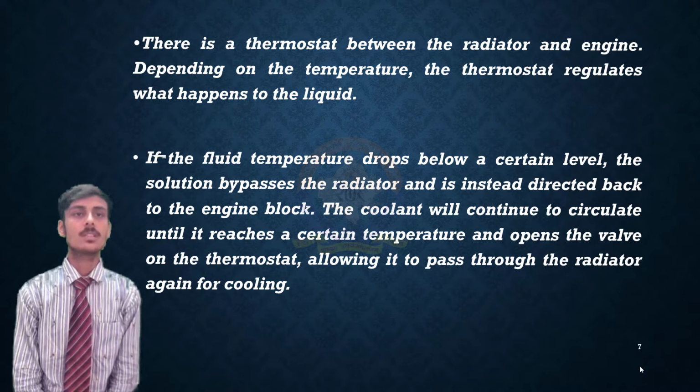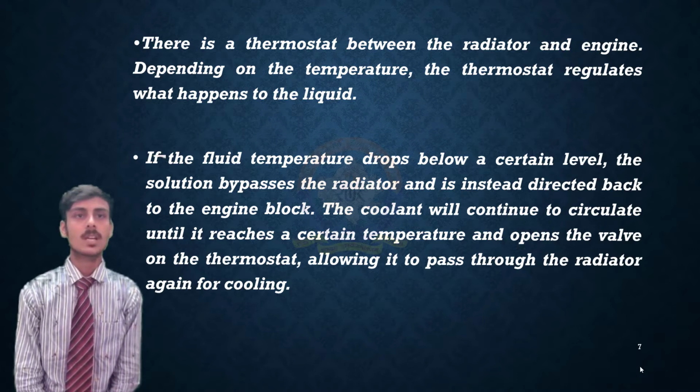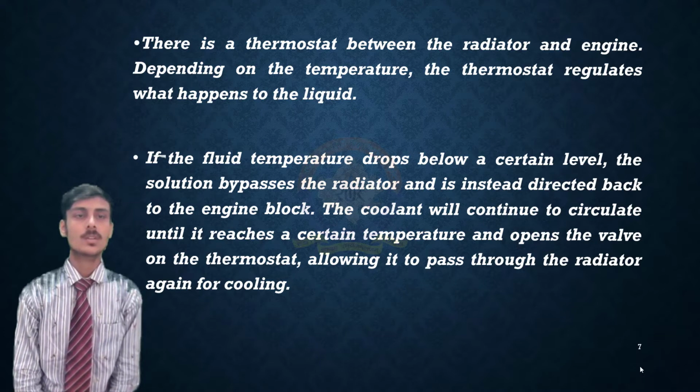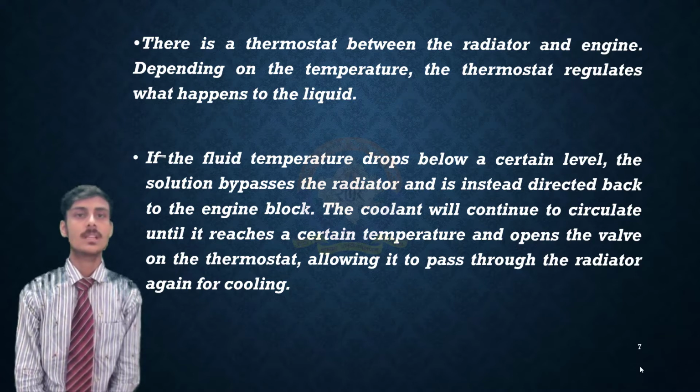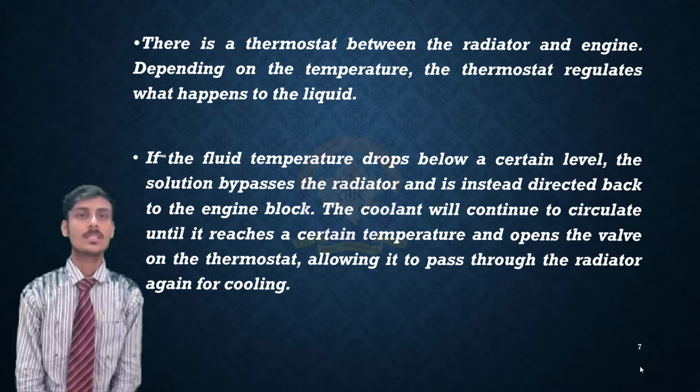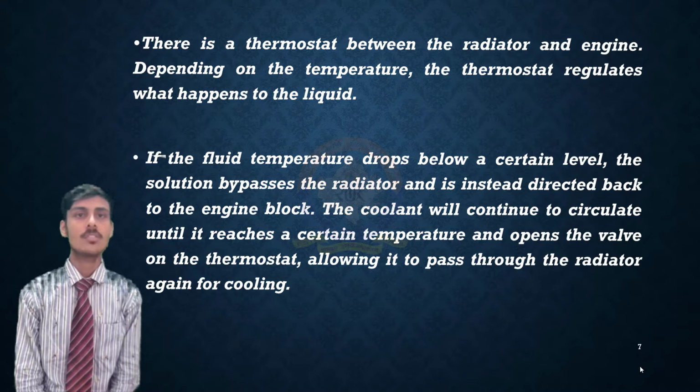There is a thermostat between the radiator and the engine. Depending on the temperature, the thermostat regulates what happens to the liquid. If the fluid temperature drops below a certain level, the solution bypasses the radiator and is instead directed back to the engine block. The coolant will continue to circulate until it reaches a certain temperature and opens the valve on the thermostat, allowing it to pass through the radiator again for cooling. After the liquid in the storage tank has cooled to an acceptable temperature, it is returned to the cooling system for recirculation. Here you can see a diagram of the engine cooling system.